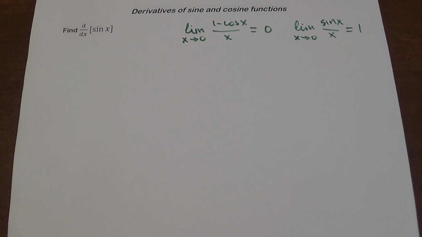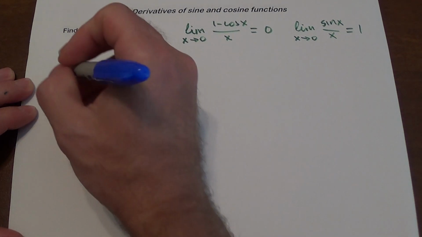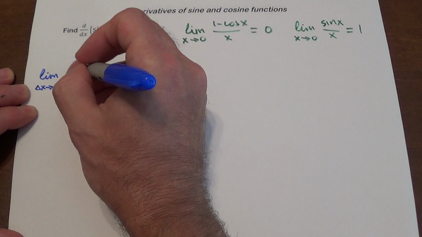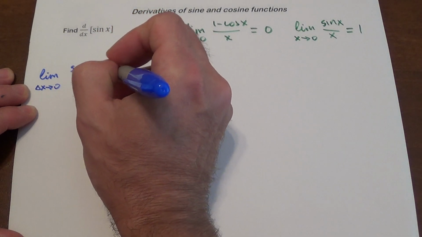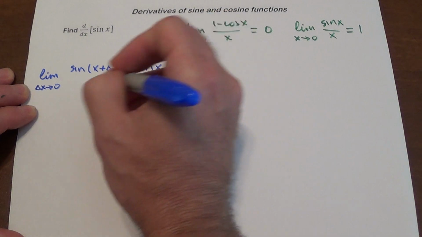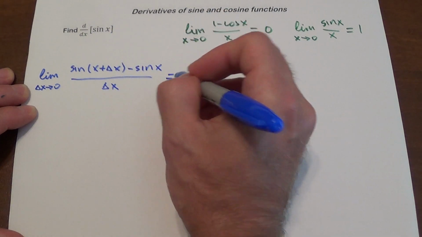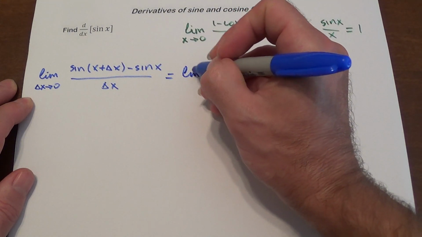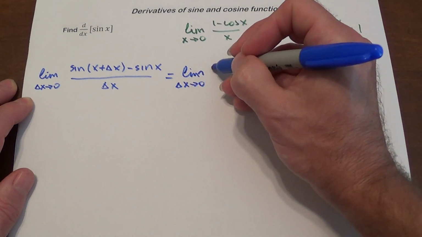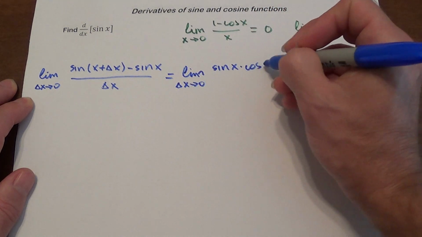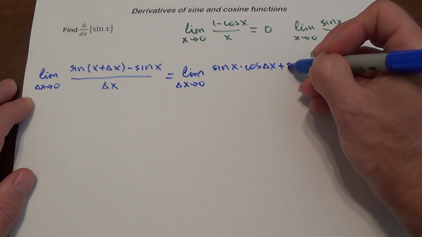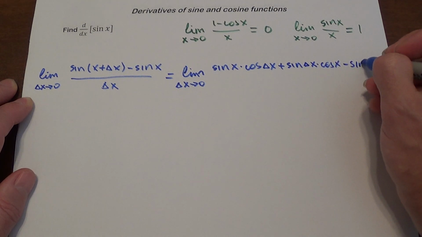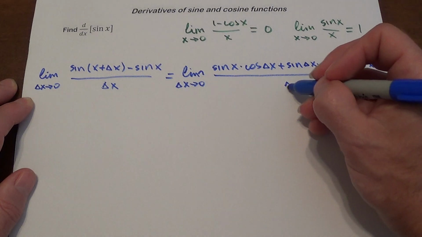Alright, so we're going to use the definition of derivatives, which is the limit definition, obviously. The limit as delta x approaches 0 of sine(x plus delta x) minus sine x, divided by delta x. So we're going to use the formula for the sine of a sum, which is going to give us the limit as delta x approaches 0 of sine x cosine delta x plus sine delta x times cosine x minus sine x, all over delta x.